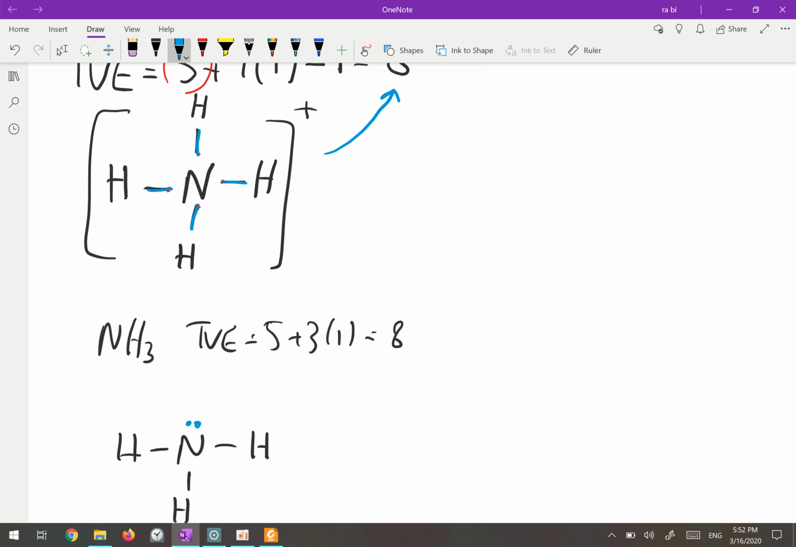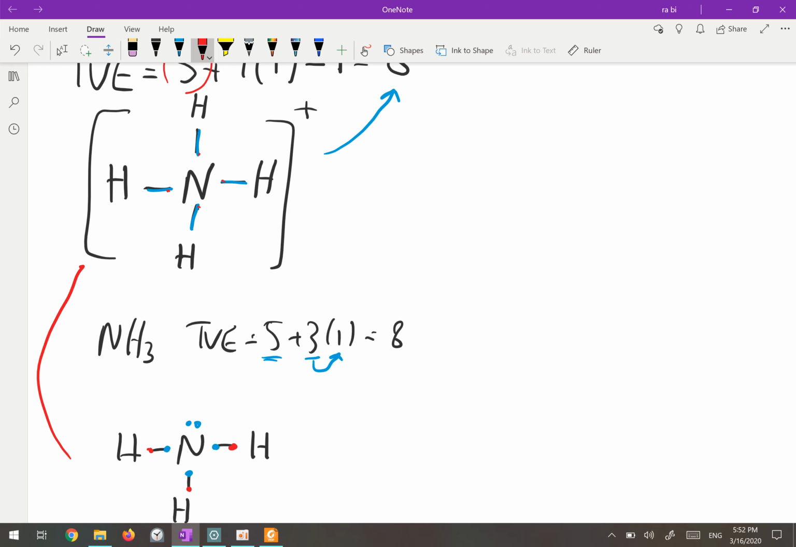Actually, nitrogen has 5 valence electrons. 2 of those valence electrons are here. The one is here, the next one is here, the next one is here. And you have 3 hydrogens, each one of them has 1 valence electron. So these are the valence electrons of hydrogen, hydrogen, and hydrogen.